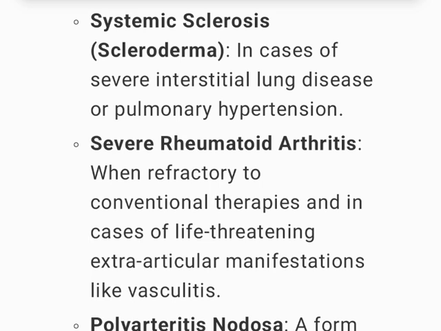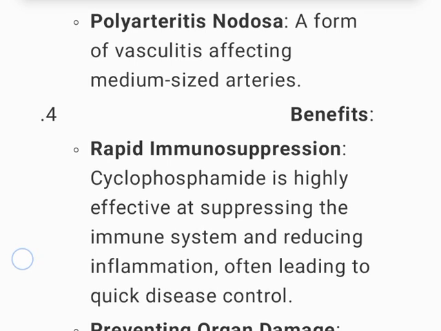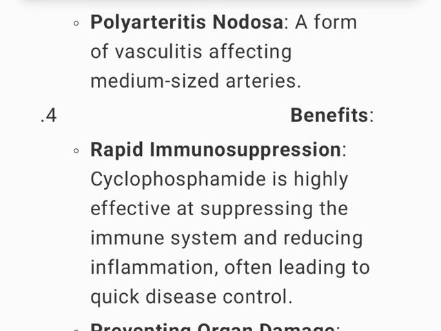Systemic sclerosis, scleroderma, in cases of severe interstitial lung disease or pulmonary hypertension. Severe rheumatoid arthritis, when refractory to conventional therapies and in cases of life-threatening extra-articular manifestations like vasculitis. Polyarteritis nodosa, a form of vasculitis affecting medium-sized arteries.